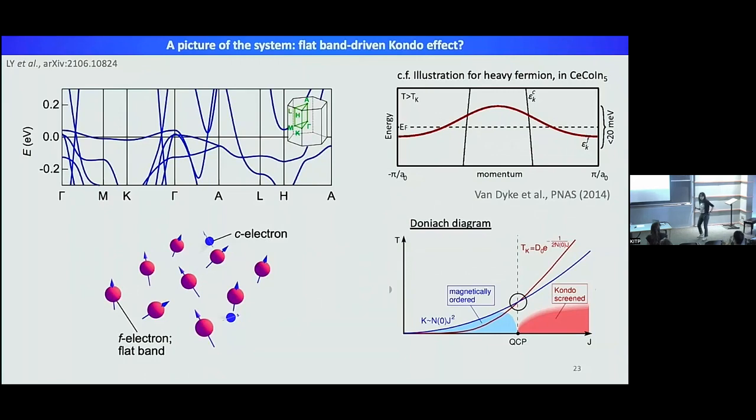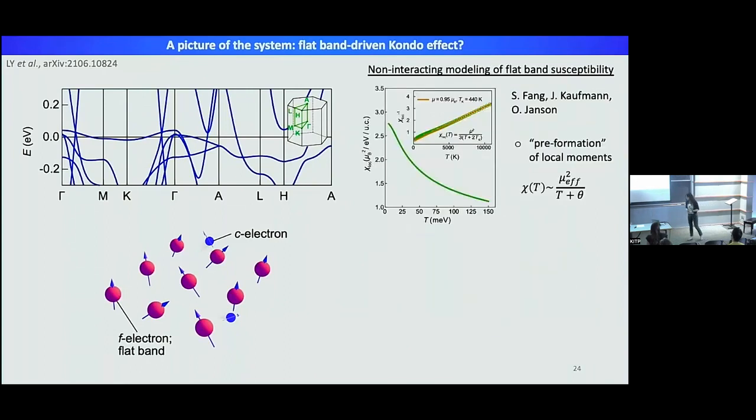We are still not in a position to pinpoint our exact location in this schematic, but we did some initial calculations to help us better understand what is going on in the flat bands in these systems. Here I wanted to show you a magnetic susceptibility calculation we did for the compounds without taking into account interactions.